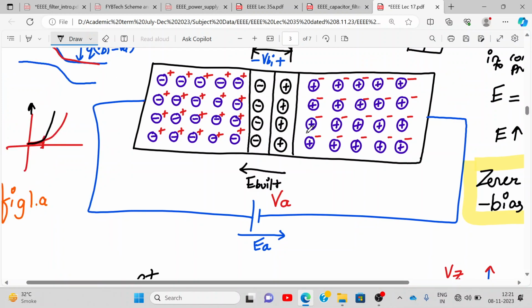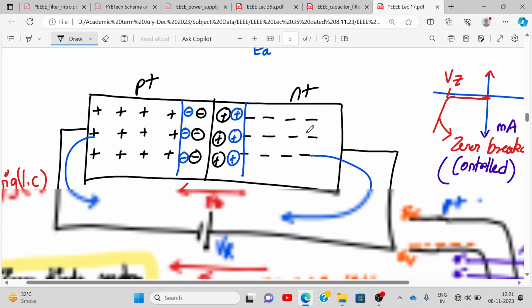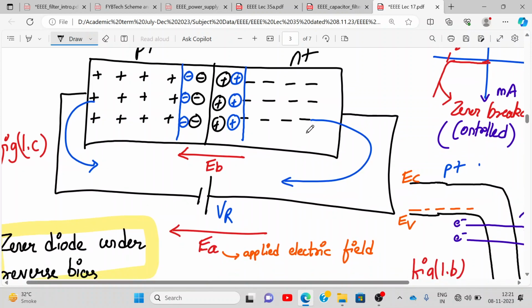Well, PN junction in forward bias you have already understood, right? What happens in a PN junction in forward bias? Carriers flow across the junction due to the diffusion phenomenon. Now, the question is, what happens in reverse bias?